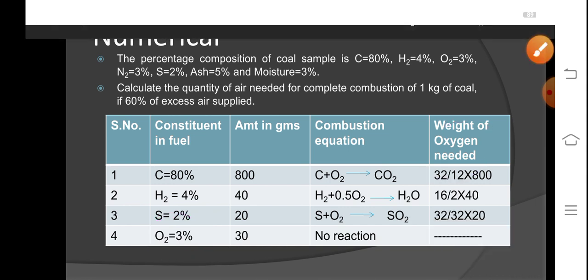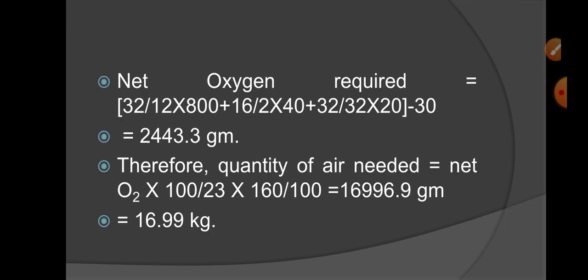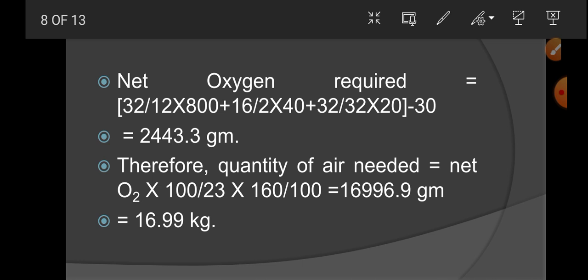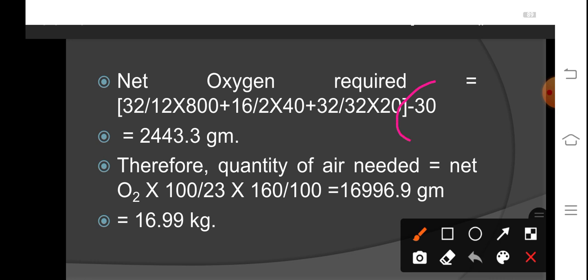So 32 upon 12 into 800 will give the weight of oxygen required for carbon. 16 upon 2 into 40 will give the weight of oxygen required for hydrogen. And 32 by 32 into 20 will give us the weight of oxygen required for sulfur. We are going to add up all the weights. So the net oxygen required will be: we add all the oxygen required, and then subtract the oxygen which is already present. It was 30 grams. By subtracting it, we get the answer 2443.3 grams. So this is the net oxygen required for the given fuel.